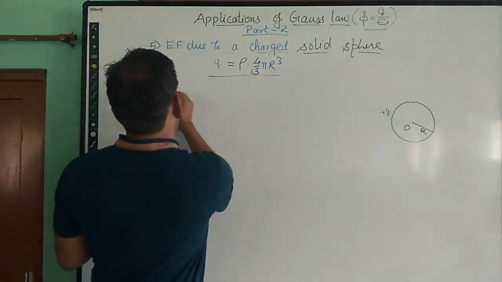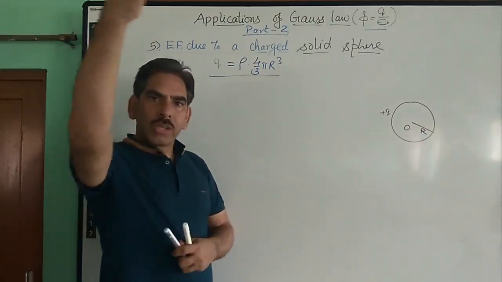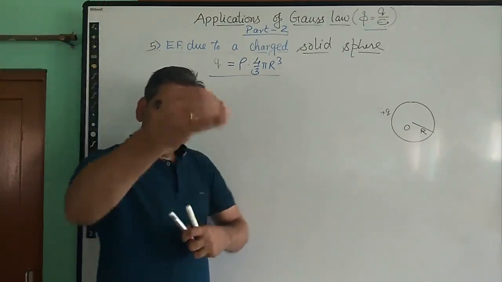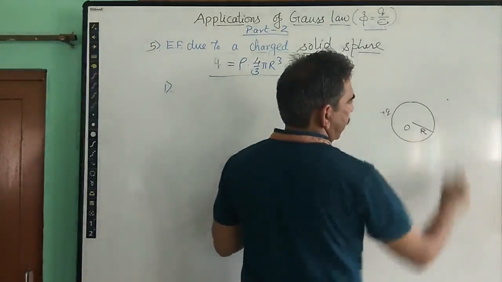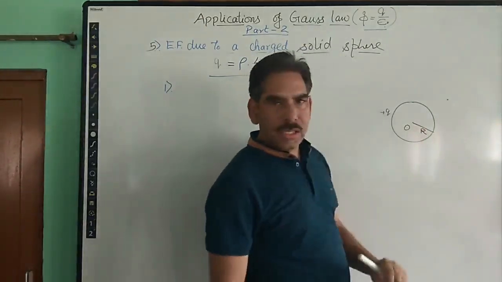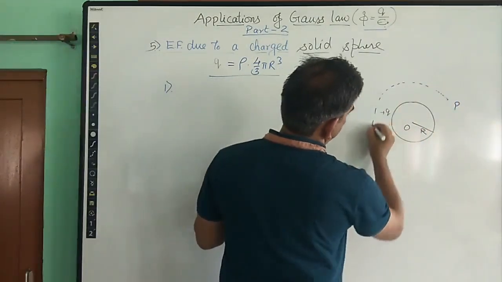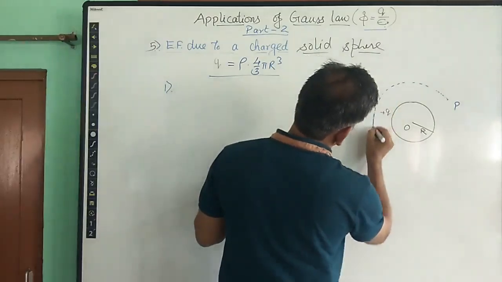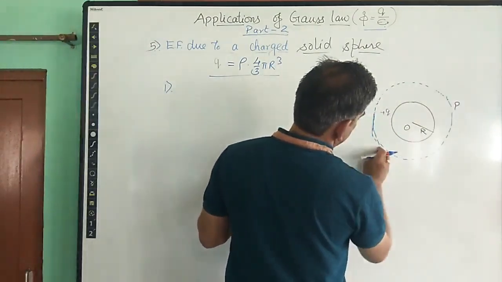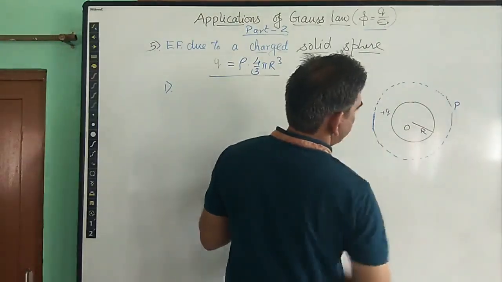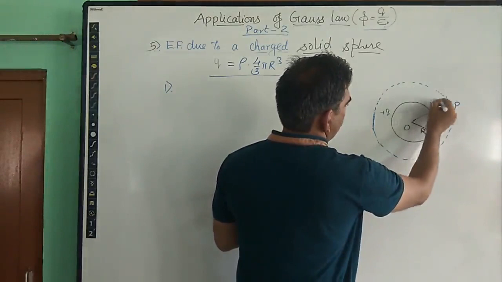So to find the electric field, we find it in a similar way at 3 points: outside the sphere, over the surface of the sphere, and inside the sphere. Let us take the first case where we are finding the electric field at a point just outside this solid charged sphere. So here is point P. We draw a Gaussian surface through this point P. So this is the situation. Let this Gaussian surface have radius small r.